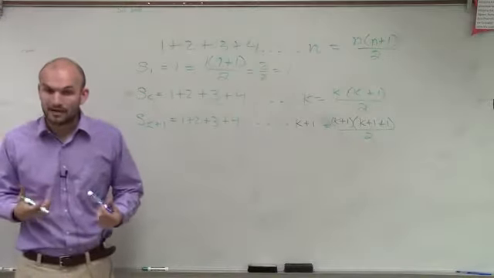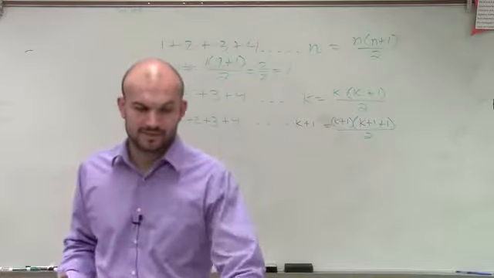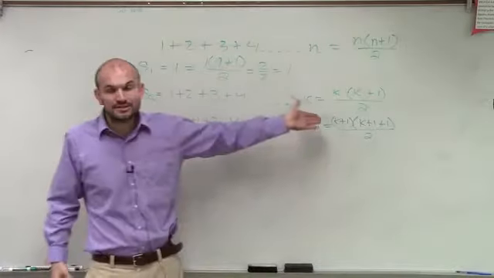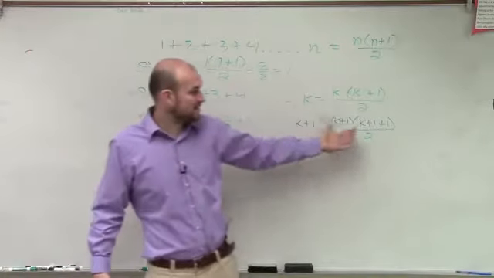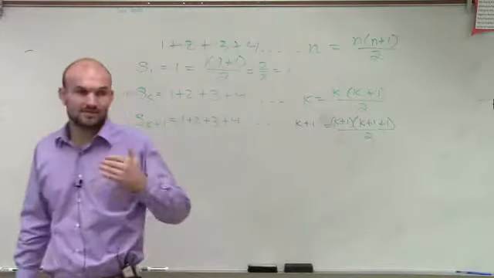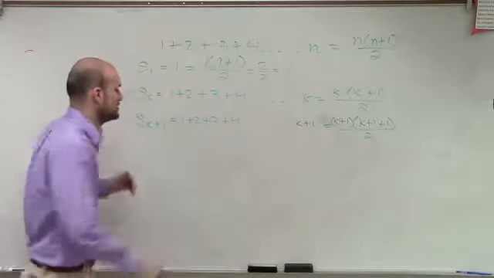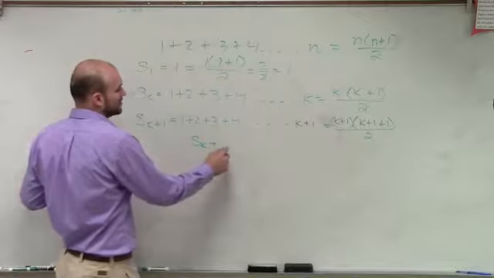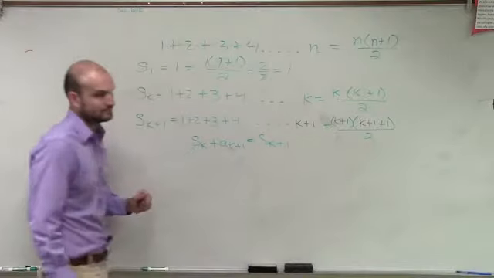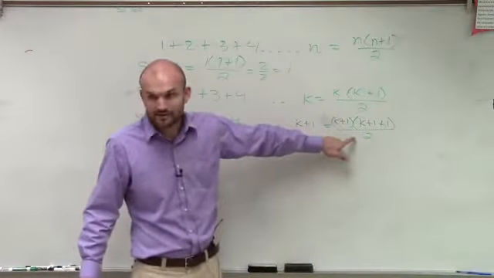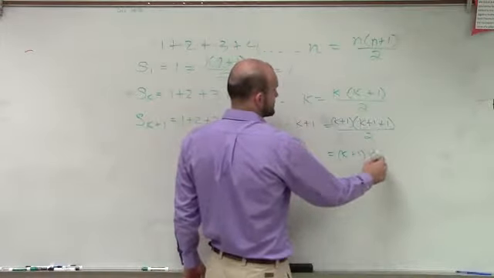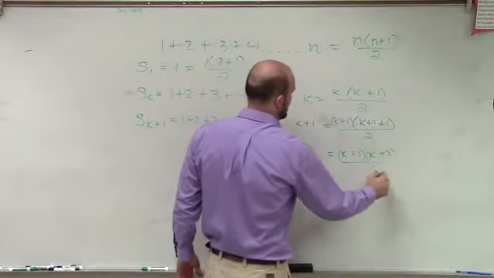OK? So now, to show that this works, we need to show that if S of k plus the next term, k plus 1, equals S of k plus 1, then it's going to be true for all of our values, and it implies that all subsequent values will be true. So what I need to show is that S of k plus a of k plus 1 is equal to S of k plus 1. S of k plus 1 simplifies to k plus 1 times k plus 2, divided by 2.